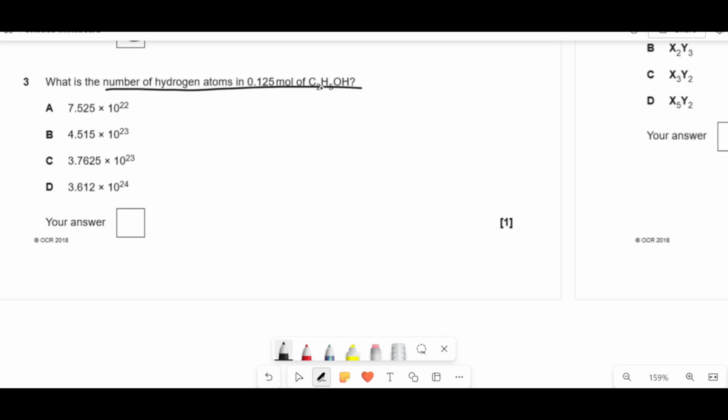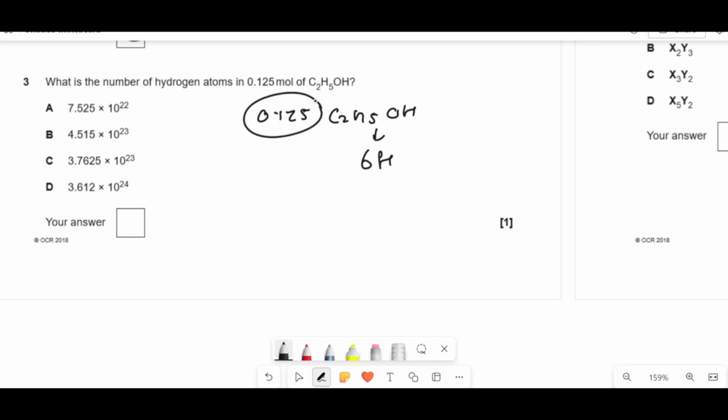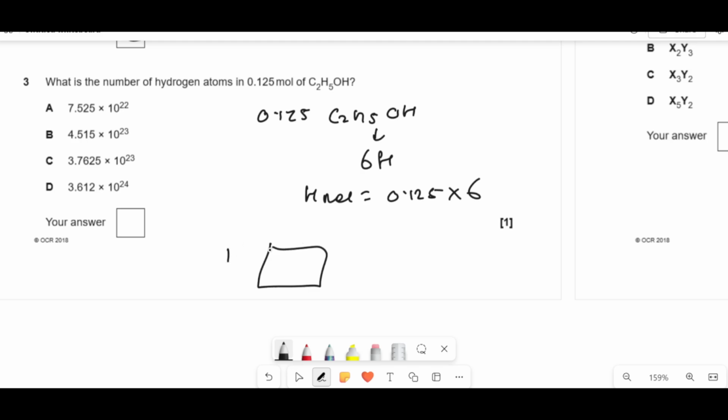Next it says, what's the number of hydrogen atoms in this? We've got 0.125 moles of C2H5OH. In this there are 6 H's, so if 1 mole of this has 6 of these in them, the moles of H is going to be 0.125 times 6. Because if you think about it, imagine I have one square with 3 triangles attached to it. If I divvy it up, I've actually got 3 triangles and 1 square. As a whole unit, it's this.